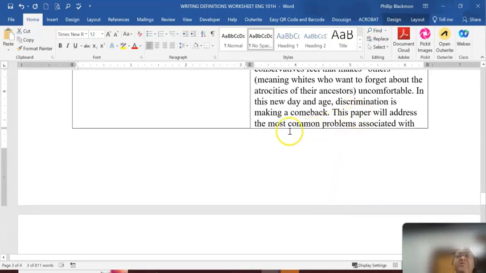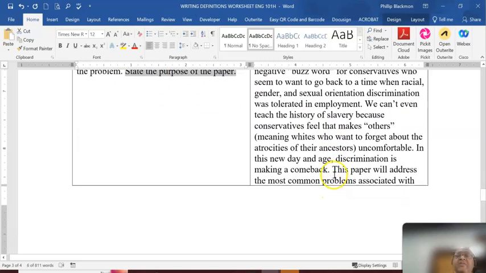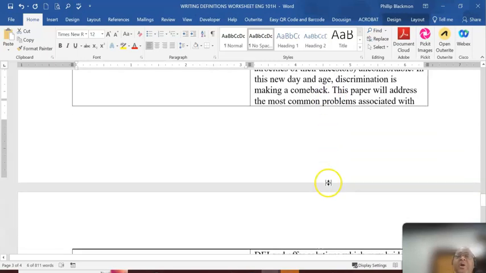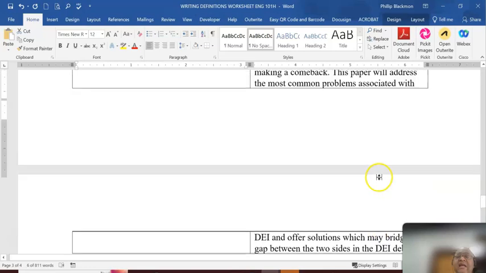This paper will address, this is going to be, state the purpose of the paper. What do you want to do with the paper? This paper will focus on the most common problems associated with DEI and offer solutions which may bridge the gap between the two sides in the DEI debate.